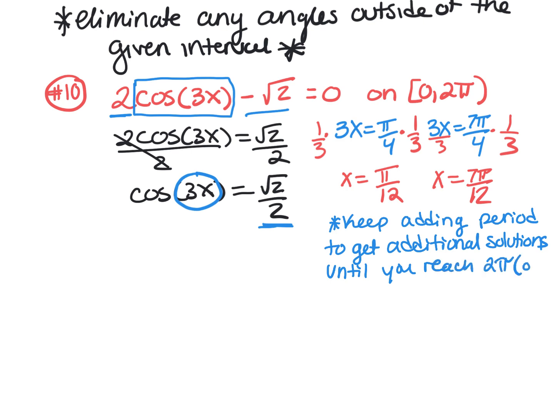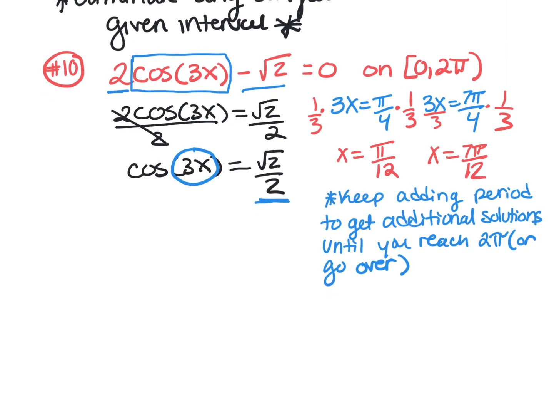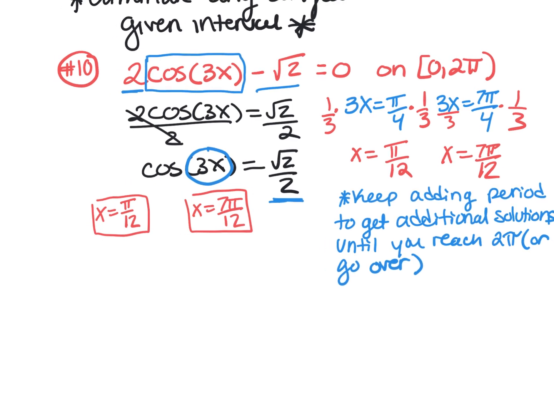Until you reach 2 pi or go over, that would be your stopping point. So in this situation, our first solutions are x equals pi over 12 and x equals 7 pi over 12. Those are both going to be solutions, so we can box them up. But then to get some additional solutions, we're going to need to just keep adding the period.